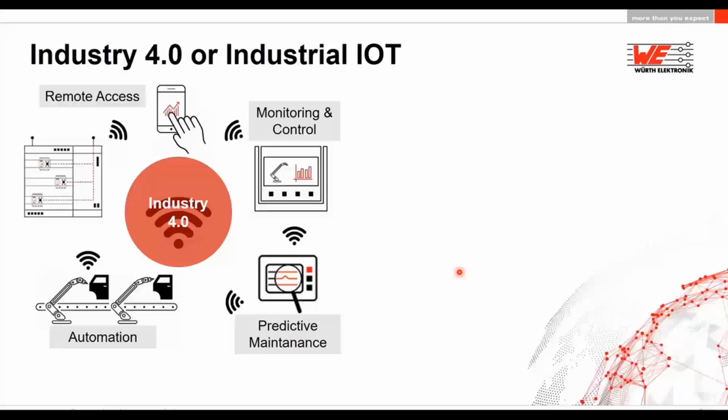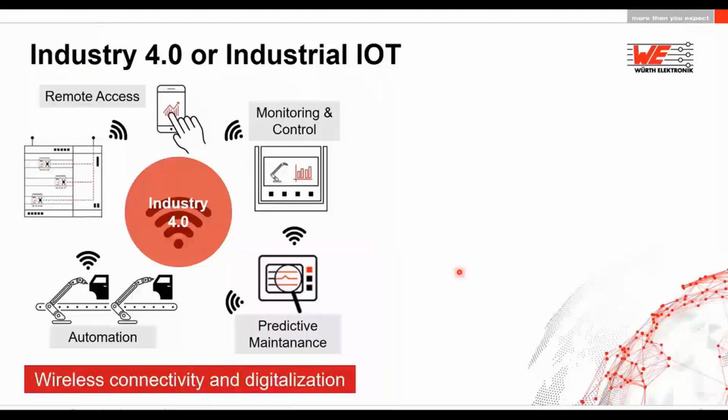You also need to monitor and control your machines or your data remotely, and also do predictive maintenance, so that you can read from the sensor data whether your machine needs some correction or is going to malfunction. So wireless connectivity and digitalization is at the basis of Industry 4.0.